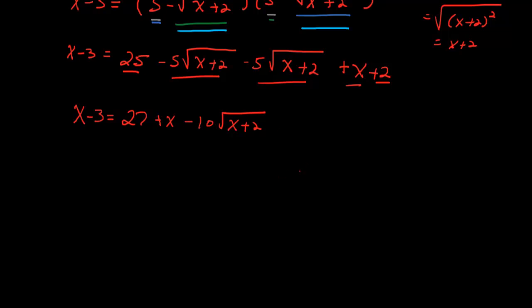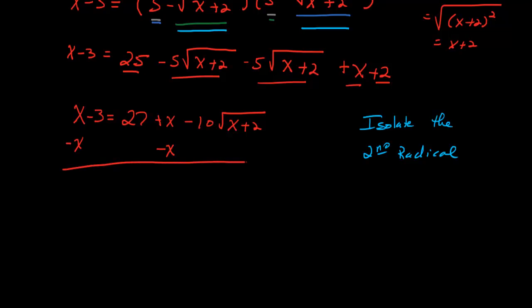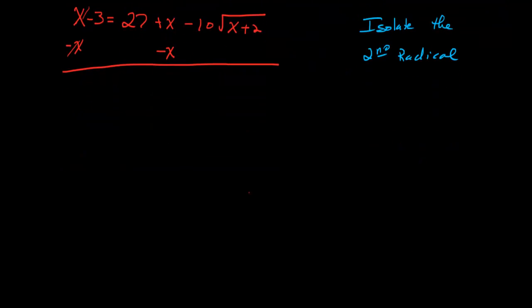So now the goal is to isolate the second radical, because when we isolate that, we'll be able to counteract that radical by squaring it. So now we're going to get everything over to the opposite side. So I'm going to subtract x off on both sides. So notice the x and the negative x cancel. So we're left with negative 3 equals 27.